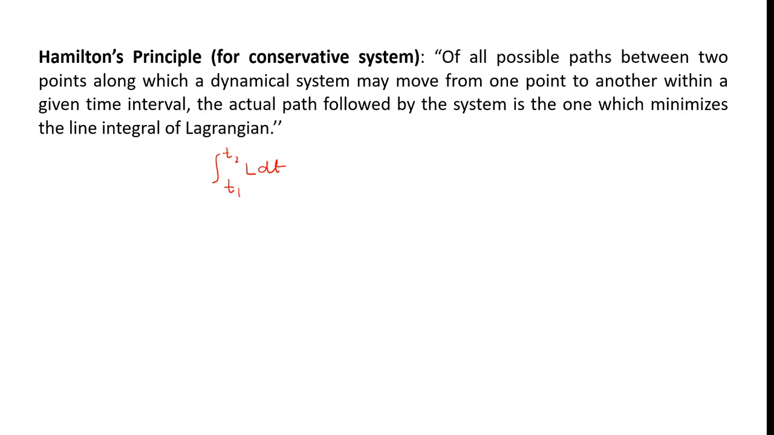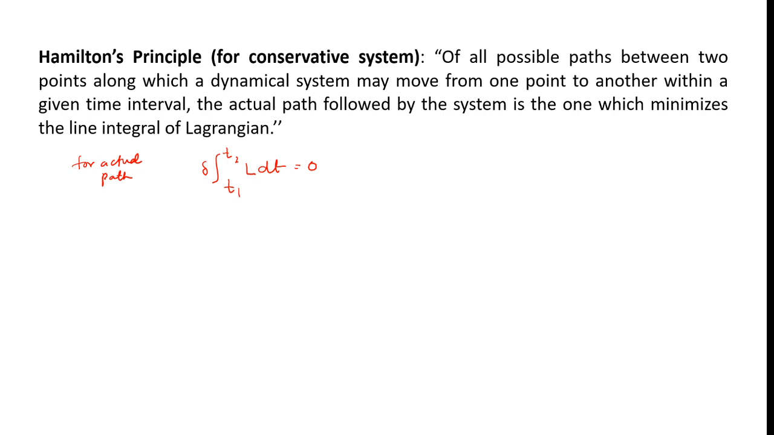So this principle says that the actual path may be obtained with the help of the stationary value of this line integral. That simply means that Hamilton's principle says that for the actual path, the delta variation of this integral is 0, because this is the condition for this integral to be stationary. Now, our aim is to derive Hamilton's equations of motion with the help of this principle.